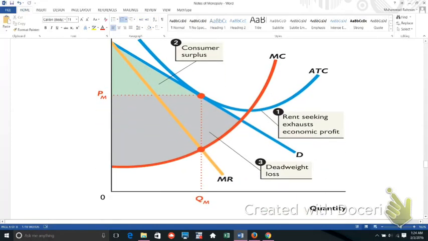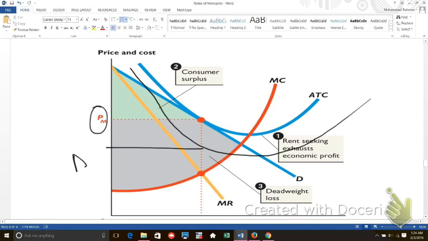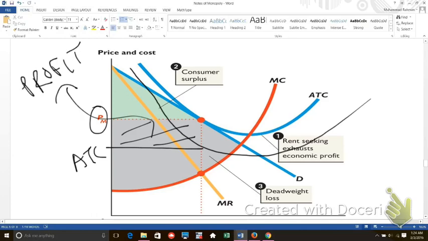We can understand this from a graphical perspective as well. Imagine that the original average cost of production was somewhere here, and at the market equilibrium the price was PM. The average total cost, let's say, was less than the price. As a result, our monopolist was earning profit. This is excess profit or positive economic profit.